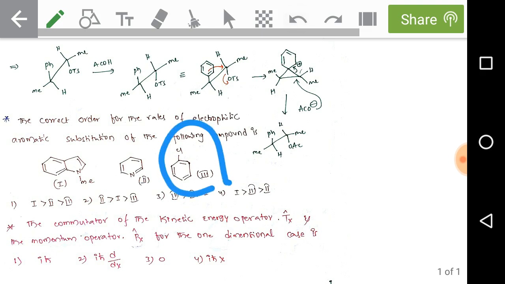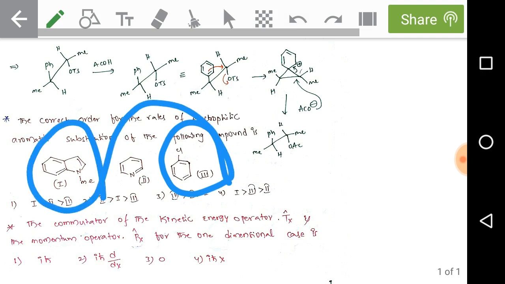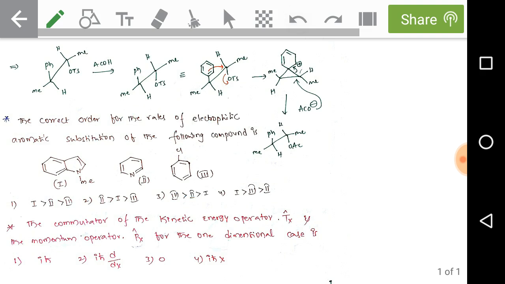Now we need to check the chlorobenzene and the substituted indole. If you look at the chlorobenzene, as we know, chlorine is a moderate ring activating group, that's why it favors electrophilic substitution reaction. So the third compound should have a greater rate of electrophilic aromatic substitution when compared with the pyridine, that means the second compound.